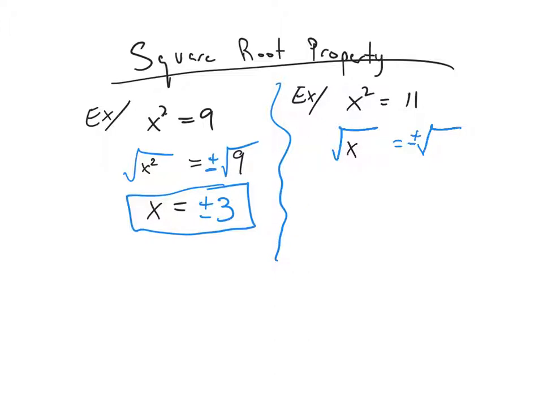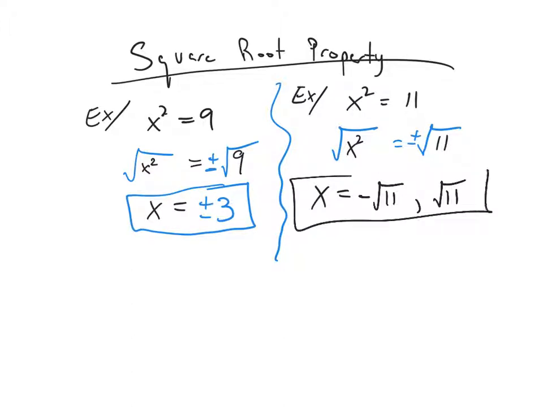So we take the square root of x squared, and we're going to take the square root of 11. And because we don't have a nice square root of 11, we're just going to leave our answers as one being negative square root of 11, and our other answer being positive square root of 11. All right, so those are two solutions right there. Okay, so what happens as these problems get a little bit more involved? All right, so let's take a look here.